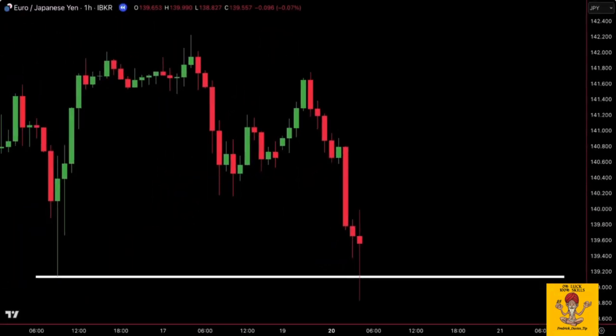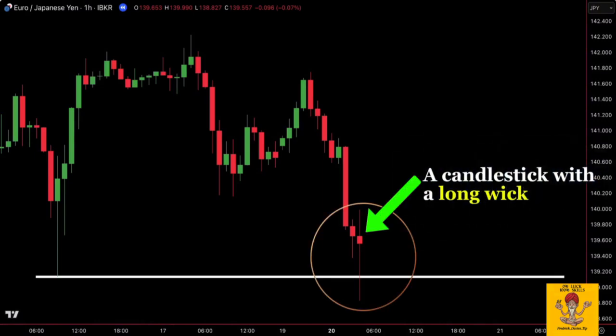Let's talk about one of the most deceptive tools smart money uses: candles with big wicks. These aren't just random price movements. They're calculated traps. Big wicks show that price moved aggressively in one direction, but couldn't hold. That long wick is a clear sign of rejection. It tells you the market didn't accept that price, and that's not by accident.